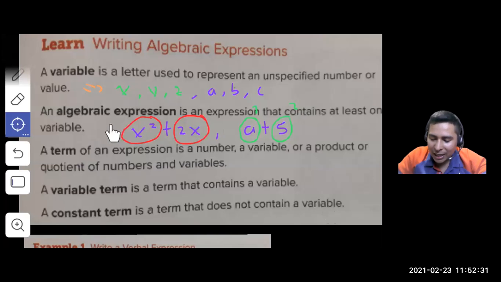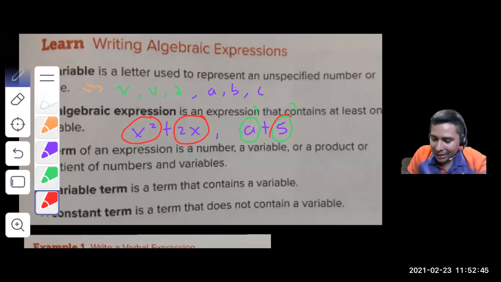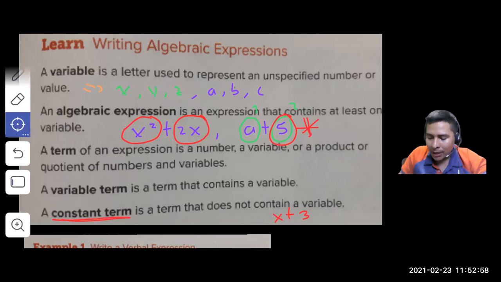Can someone give me an example: which one of these is a constant term? x squared, 2x, a, and 5. The number 5, correct, because it doesn't have a variable. Another example of a constant term, guys, is just the numbers. When you have x plus 3, which is the constant term in this case? The 3, correct.